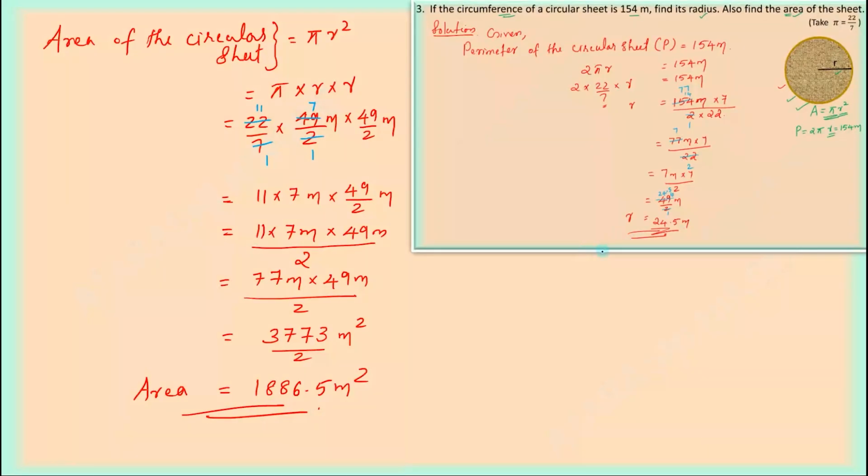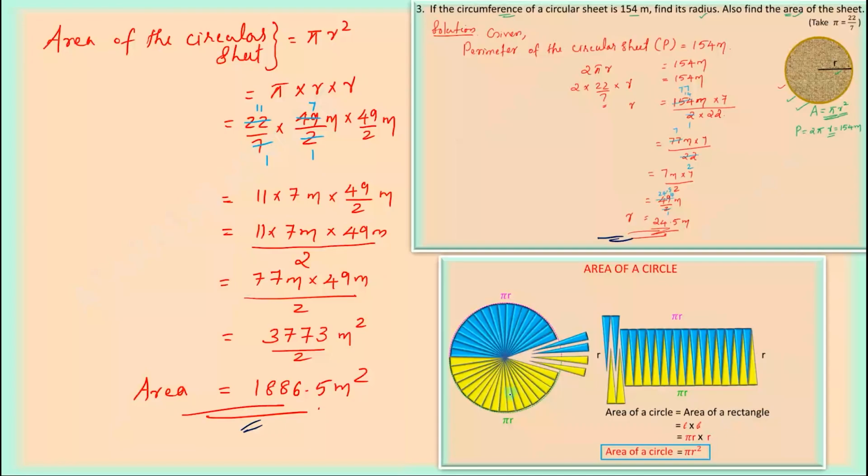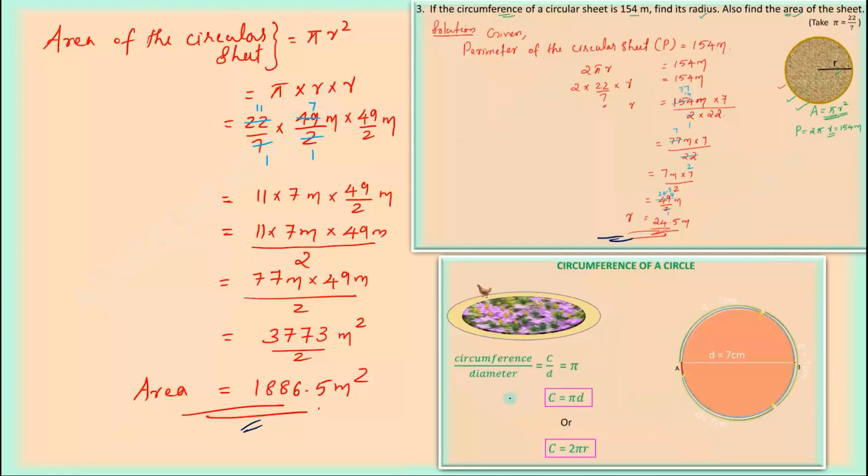That is, here we have found the radius and area of this circular sheet. Hope it is clear to you, and I have uploaded videos regarding area and circumference of a circle. If you go through those videos, it will be useful.